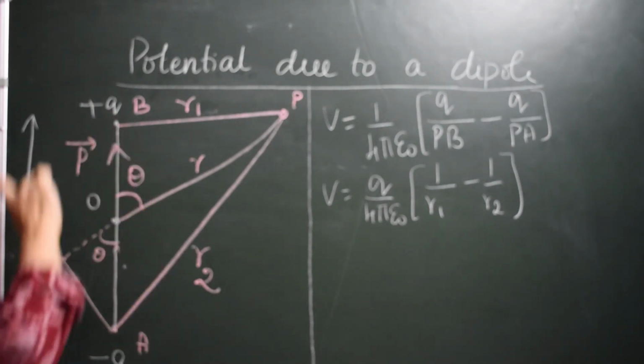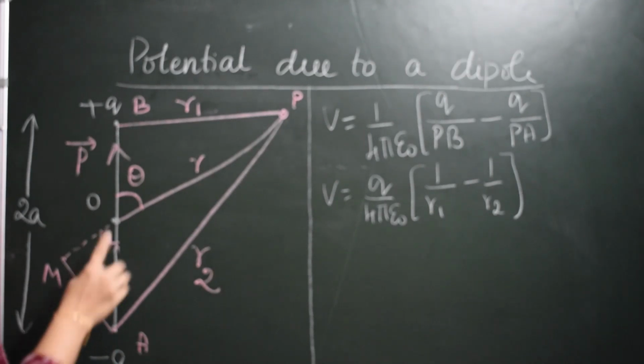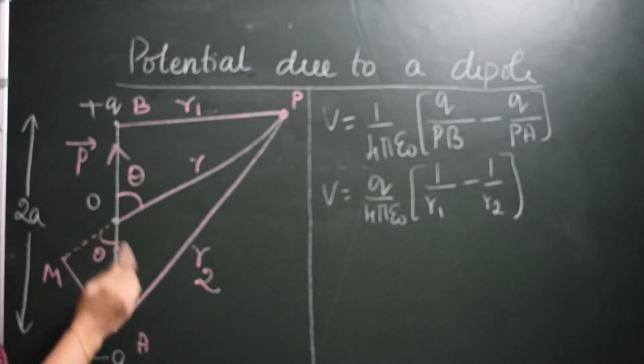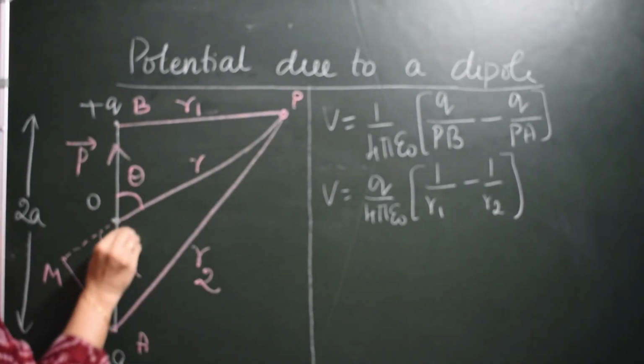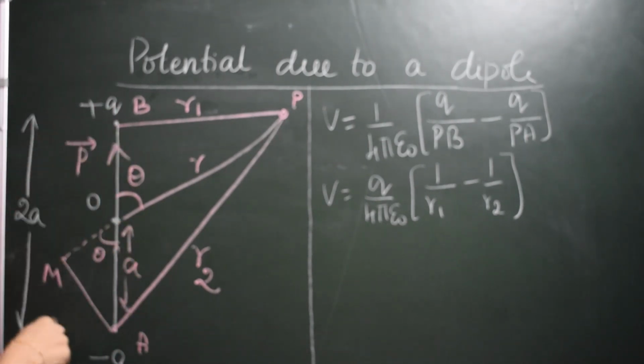This extra part is not there in the textbook. They have directly substituted the values. Okay. So now what is this distance AO? AO is nothing but A. OB is nothing but A. So total distance is 2A.